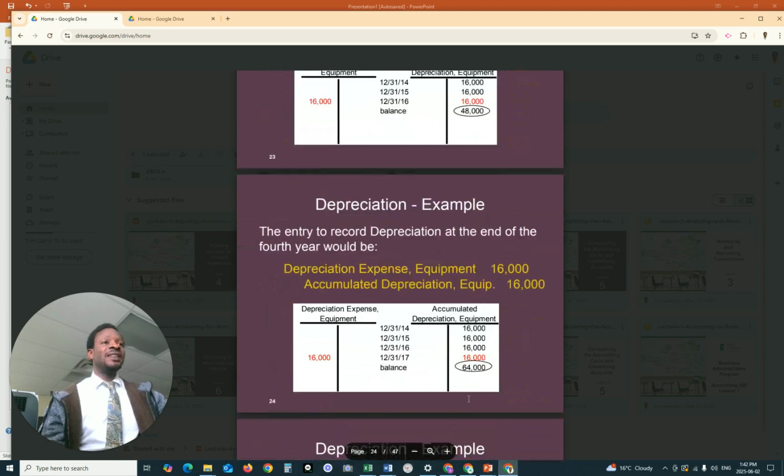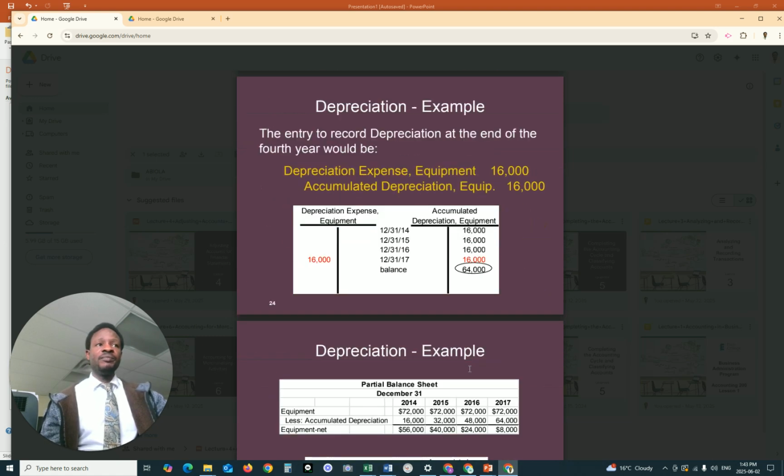Then 4th year, the very last year, depreciation expense, the asset is further used, so 16,000 used. Then accumulated depreciation will further increase by 16,000. So debit depreciation expense, always expense is debited. Then accumulated depreciation is credited by 16,000 to show the total depreciation of 64,000 at the end of year 4.